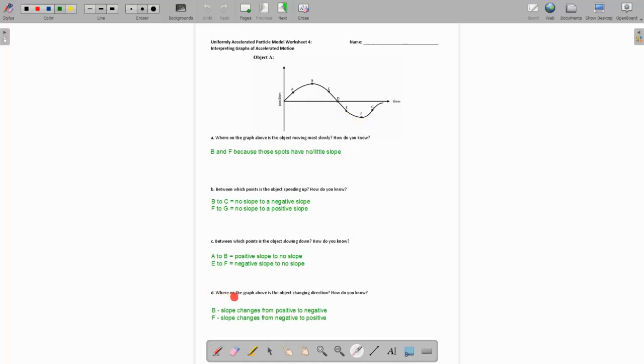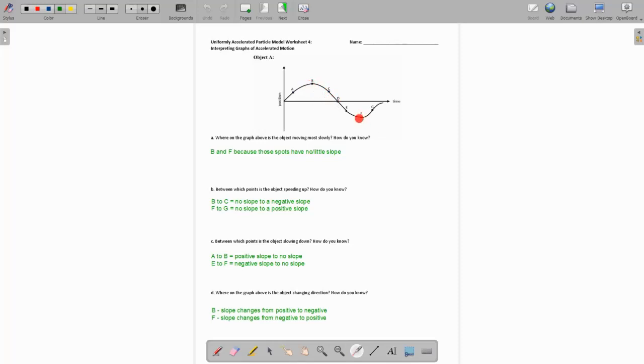D says, where on the graph above is the object changing direction and how do you know? At points B and F, that is where the object changes direction. We know this because initially the object goes in with a positive slope, meaning that the object is moving in the positive direction. And when it gets to point B, it then starts moving in the negative direction. It turns into a negative slope, so point B is one of the answers.